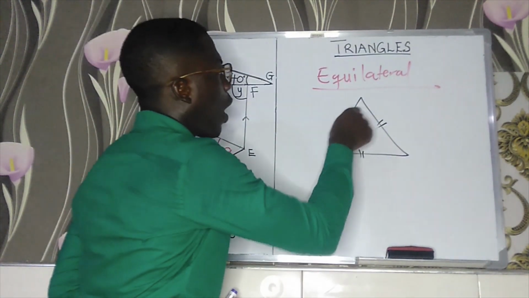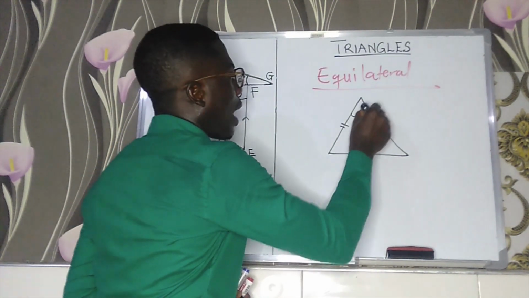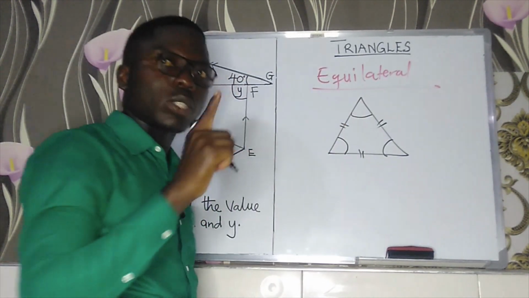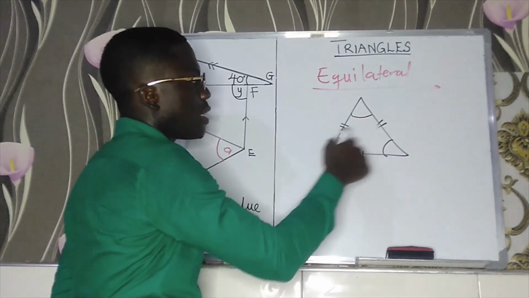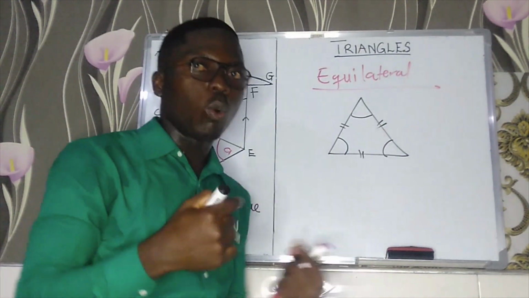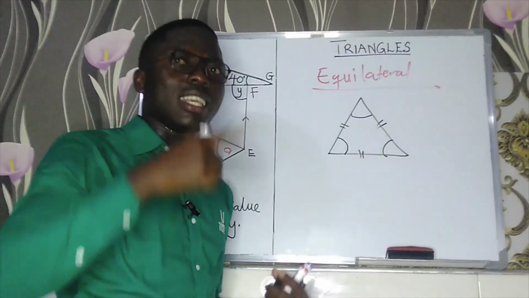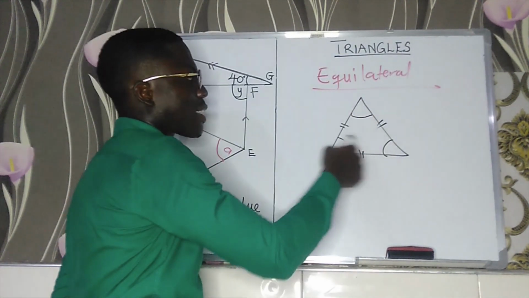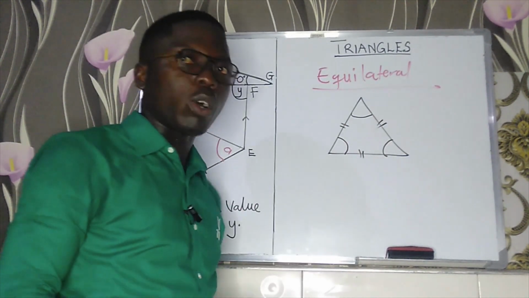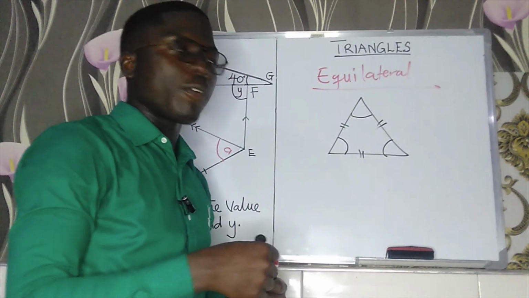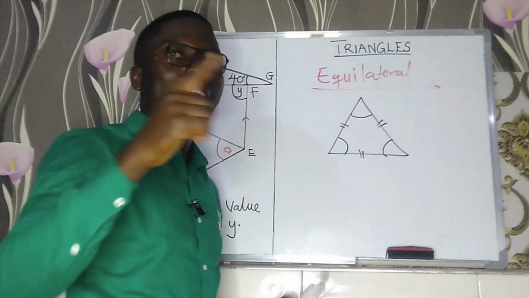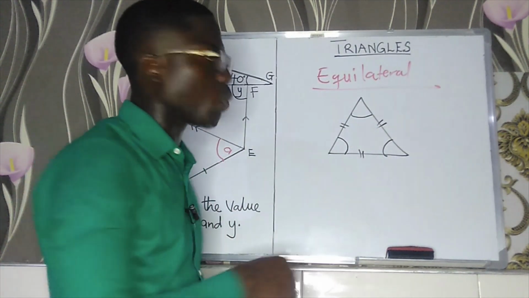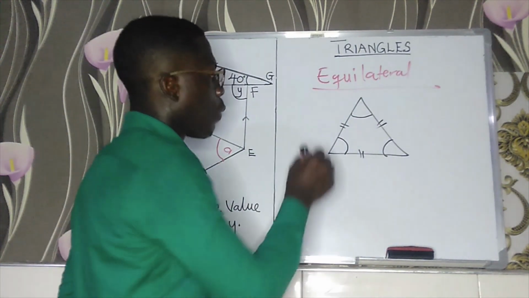Now, all its interior angles are equal. So all lines are equal. First one, two. All its interior angles are also equal, and that is, each interior angle is equal to 60 degrees, because we are saying that the sum of interior angles should be equal to 180. So if all these three should be 180 and they are equal, then 180 divided by 3 will give us 60 degrees.